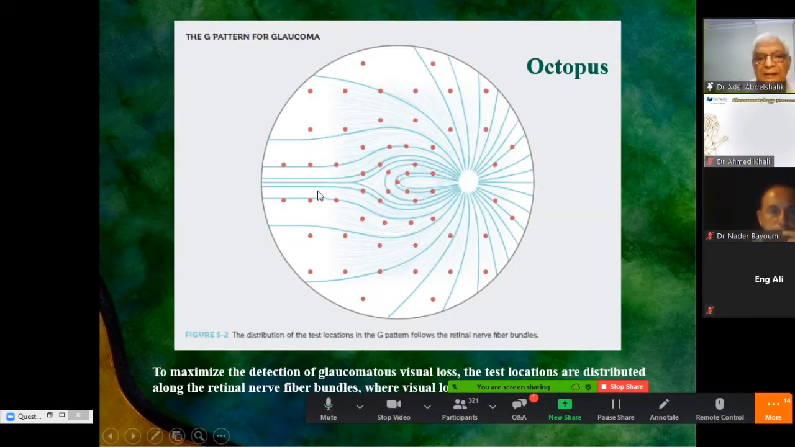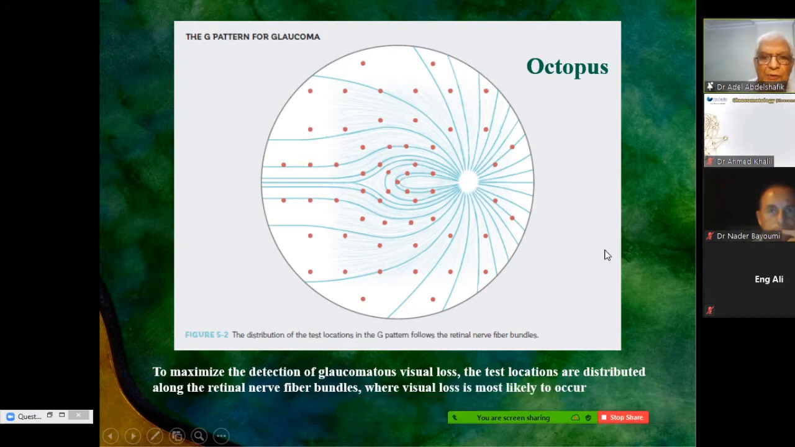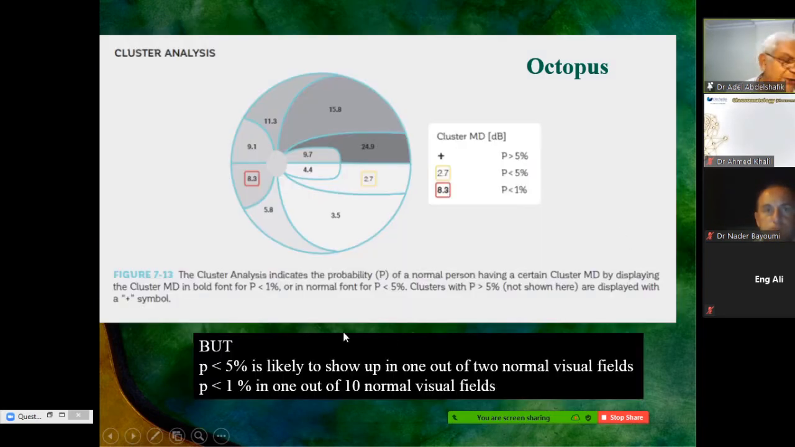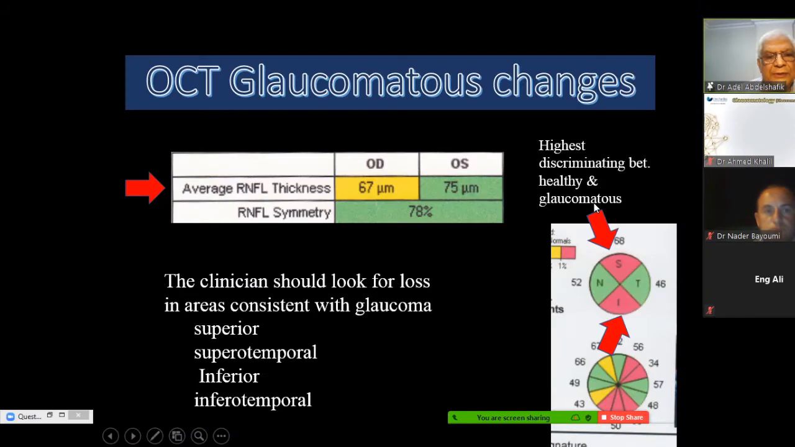In the Octopus, they put the test points in special locations following the nerves, so they can diagnose glaucoma. And in the new software, they depend on clusters. They collect points together and add them and compare them with the normal population. If the addition results in a low probability, then it is highlighted for you. This is an area that gets a probability of 1% or 5% and so on.